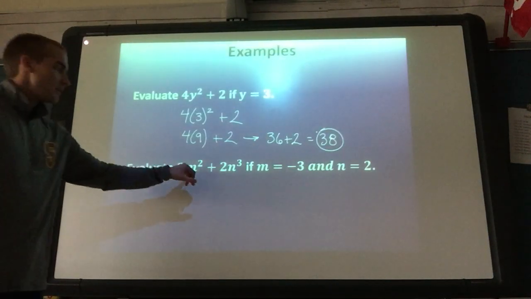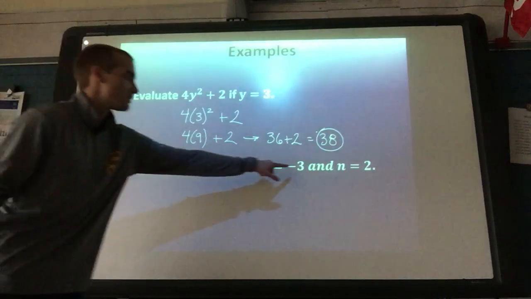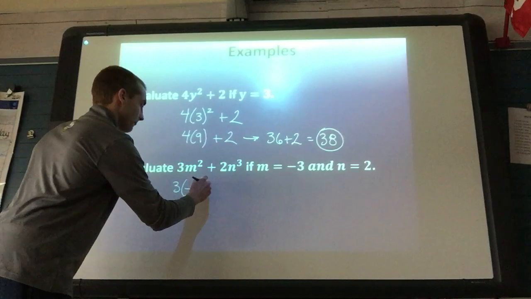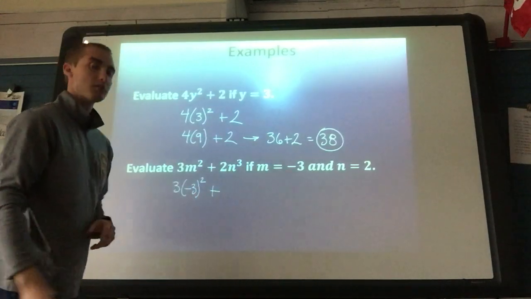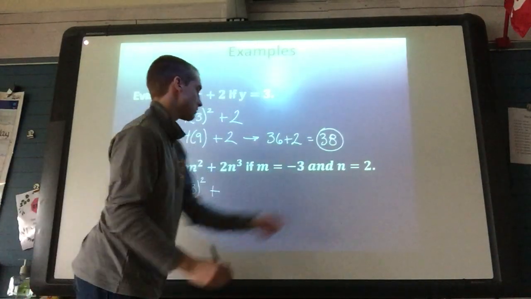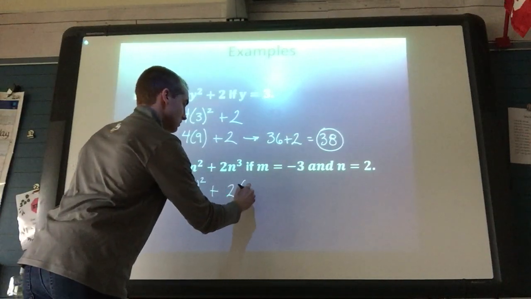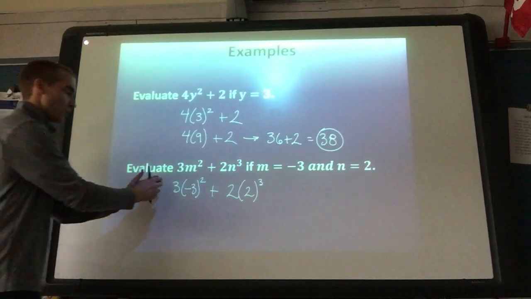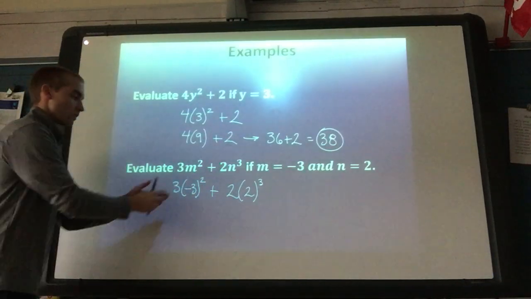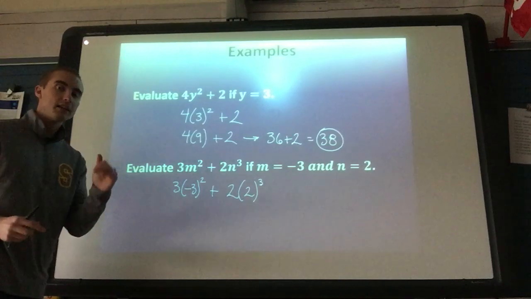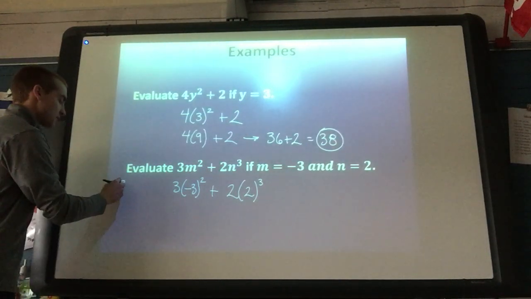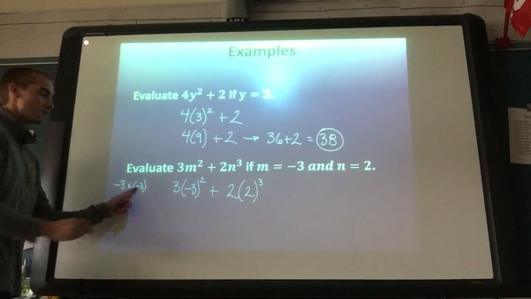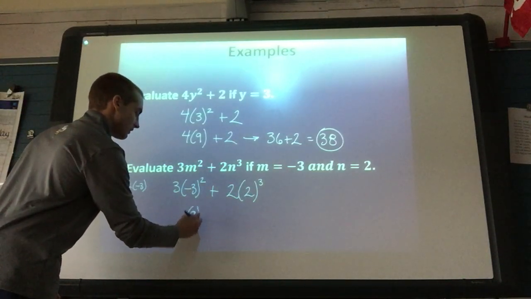And then we've got 3m squared. M is -3, so plug -3 in for m, plus 2n to the third power, and n equals 2. So 3 parentheses -3 squared plus 2 parentheses 2 cubed. Do exponents first, so we're going to wait and multiply by the 3 and the 2. We're going to do -3 squared. Now, -3 squared, -3 times itself. Well, negative times a negative would be a positive 9.